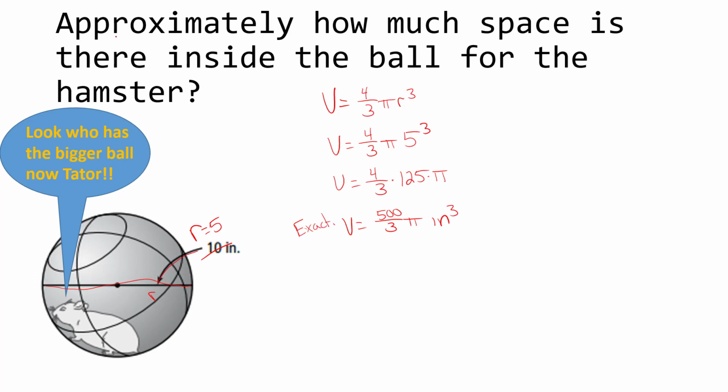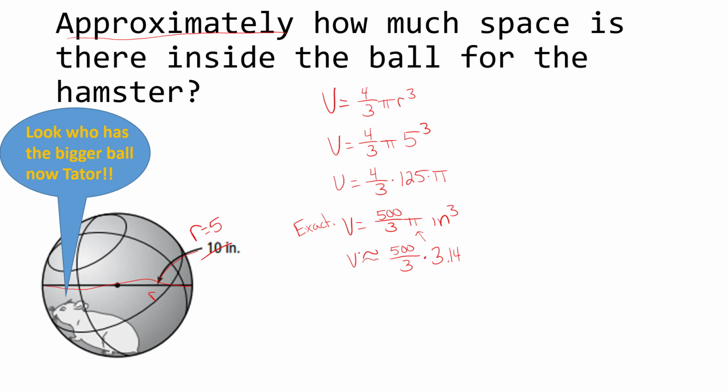But what does our problem ask for? Approximately how much? So we need an approximate solution. Volume is approximately 500 over 3 times, and the only thing that's going to have an approximation is pi, 3.14. Which means if I don't want to end up with multiple approximations, you cannot take 500, divide it by 3, and just round that answer. Because then you're going to have multiple approximations that will end up with rounding error.